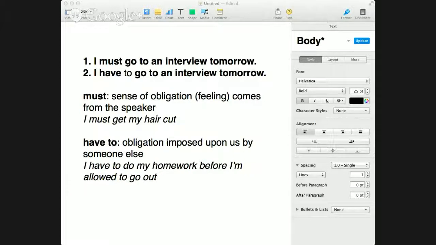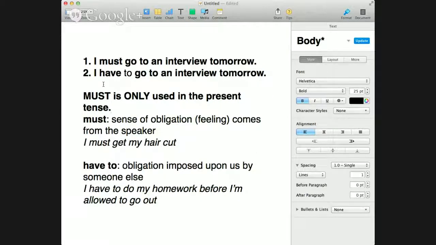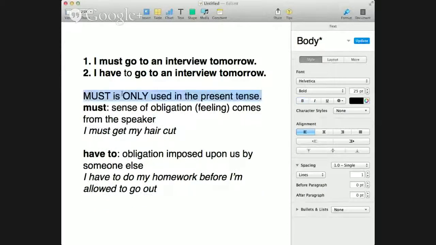I want to go on to the next point about these two words now. A very, very important point. We've mentioned the fact that to does not come after must. So we say I must, and then we go straight to the next verb. When we use I have to, we obviously have to. However, there's another important rule to remember. Must is only used in the present tense. If you are expressing a sense of obligation in any other tense, you can't use must. So you can only use it for the present, which is important to remember because I'm going to give you some little activities now.